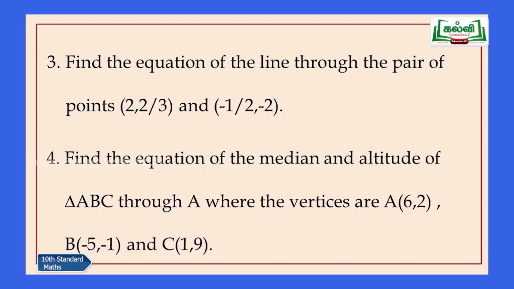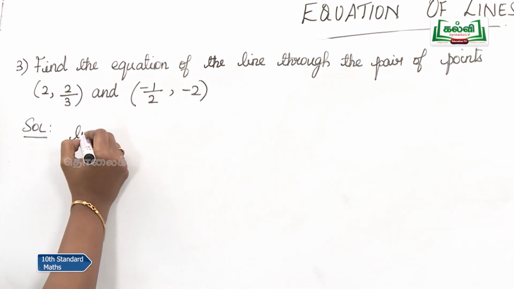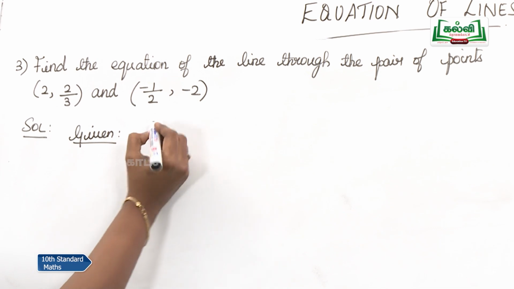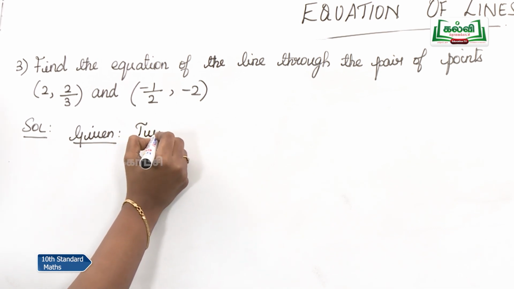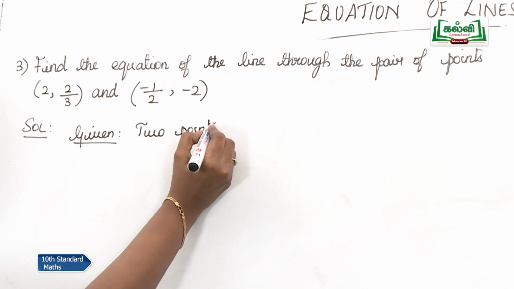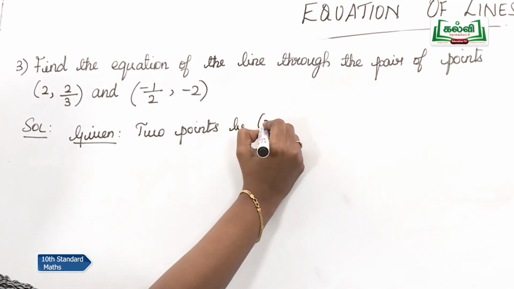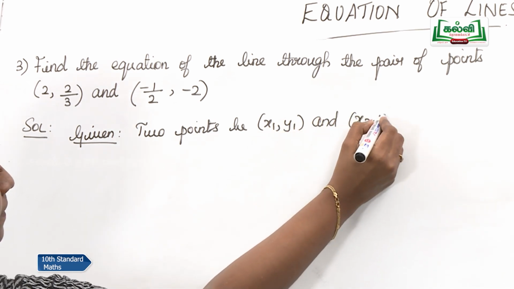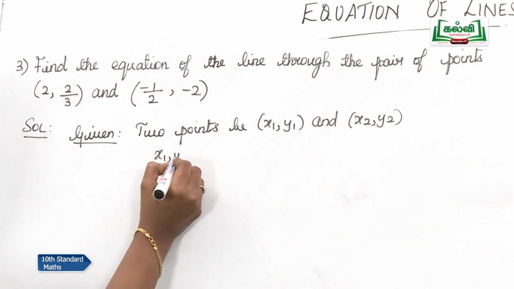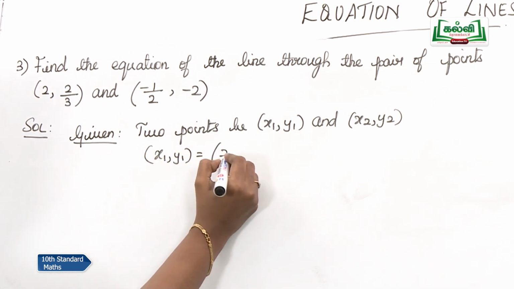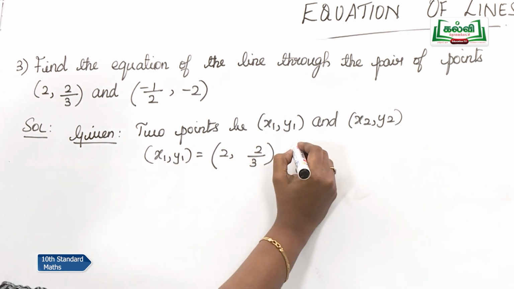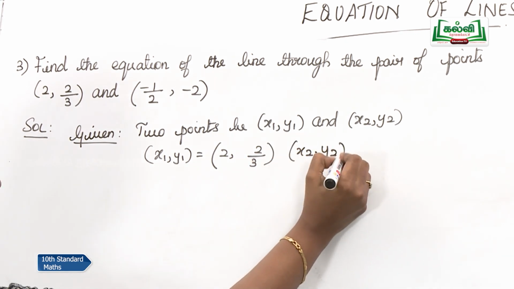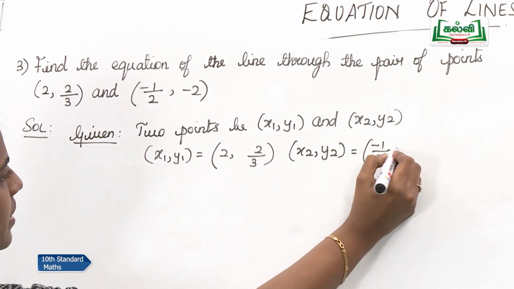Find the equation of the line through the pair of points (2, 2/3) and (-1/2, -2). So what are the things given in this question? 2 points are given. What are the 2 points? I'll take the 2 points as x1, y1 and x2, y2. So your x1, y1 will be (2, 2/3). So x2, y2 will be (-1/2, -2).